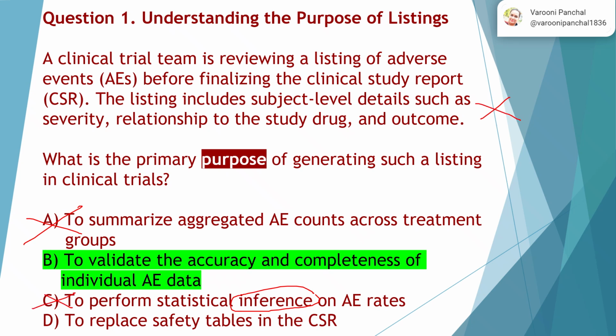Option D is to replace safety tables in the CSR. Now this question is asking about listing includes what and what is the purpose, right? So the replacement of safety tables is not at all possible. So the correct answer is B, to validate the accuracy and completeness of individual AE data.